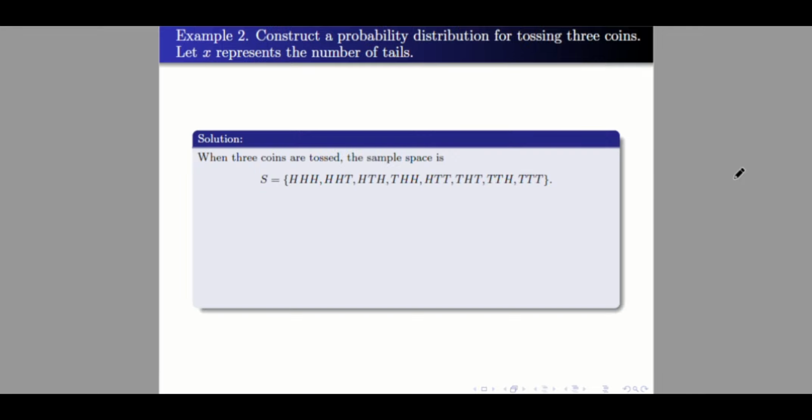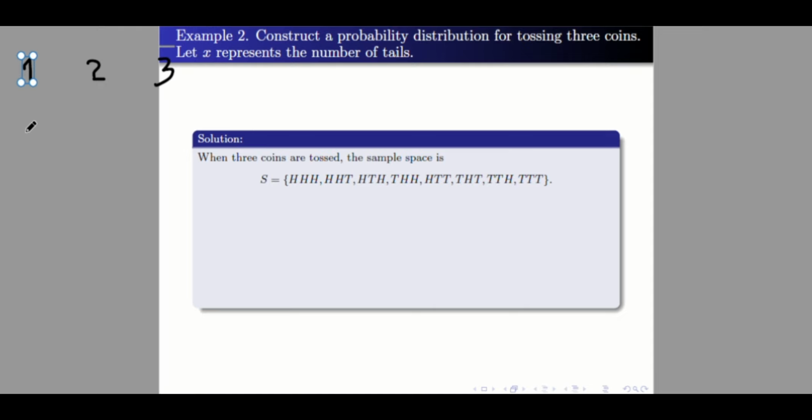Okay, now let's proceed to example 2. Construct a probability distribution for tossing 3 coins. Let x represent the number of tails. When 3 coins are tossed, the sample space is this one. You may use a tree diagram. Say, for example, we have the first toss of the coin, the second, and the third toss, or the third coin, I mean.